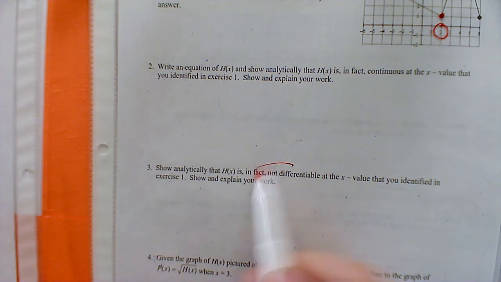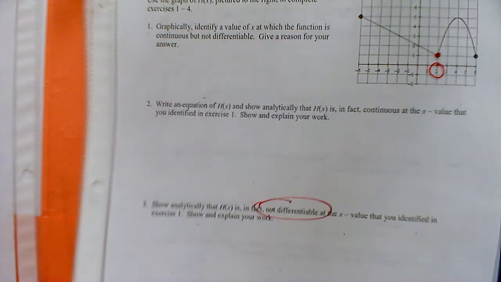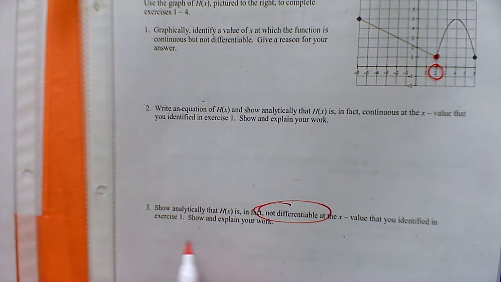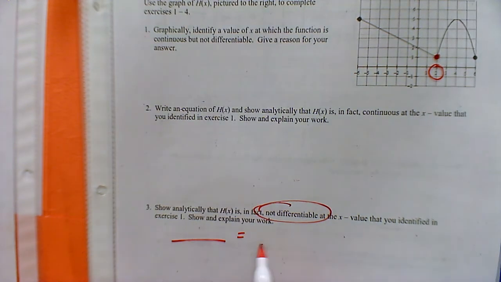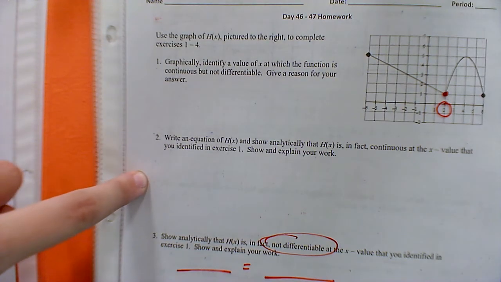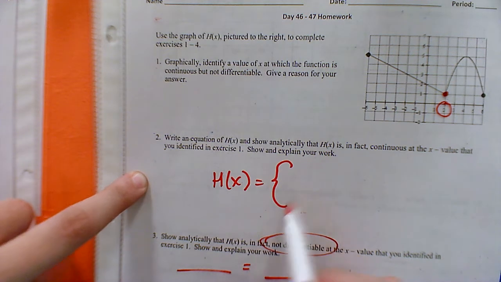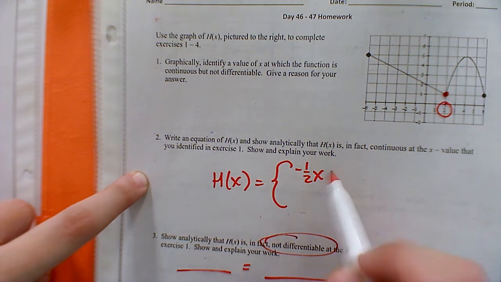So if we're going to show that it's not differentiable, that means the slope from the left is not the same as the slope from the right. They're not matching up. So we have to figure out the derivative equation for the left-hand side and the derivative equation for the right-hand side. Did you try number 2? Yeah, what was your equation? Negative 1/2 x plus 2.